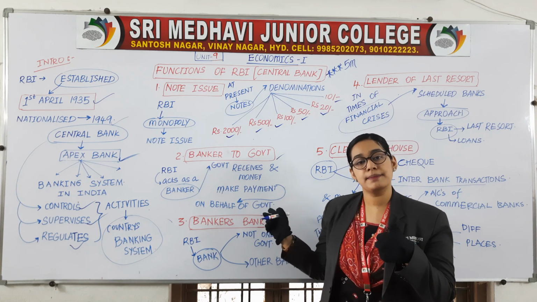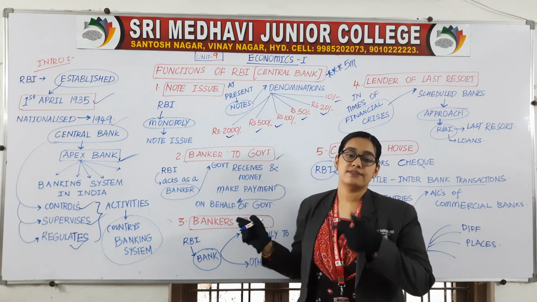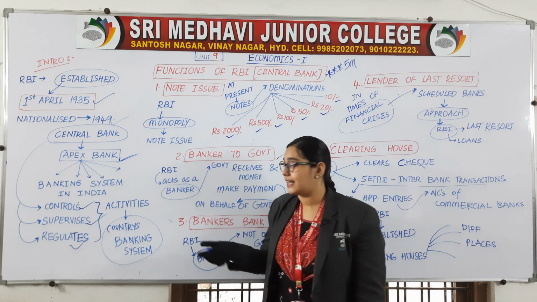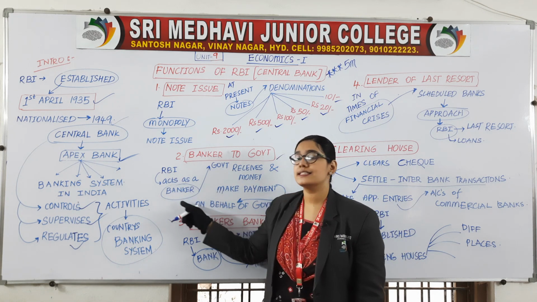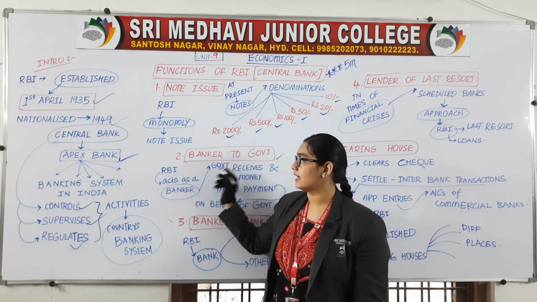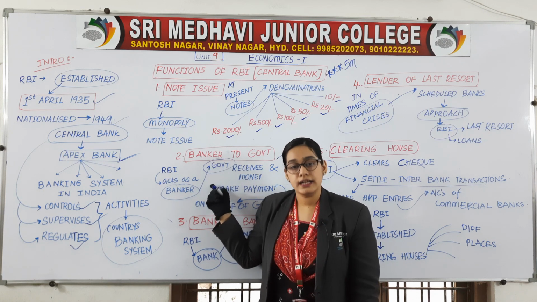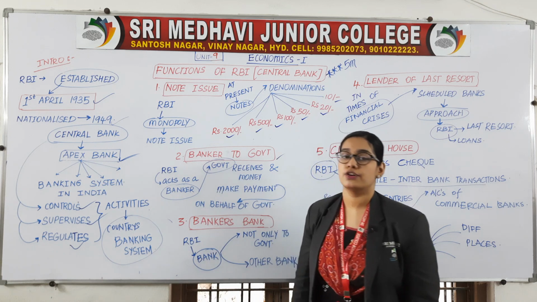Who is making the payments on behalf of the government? Who is receiving money on behalf of the government? That is RBI. So I can term it as RBI acts as a banker to the government. This is the second function of RBI.